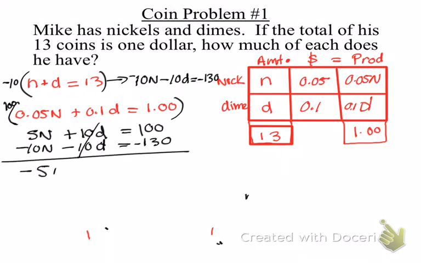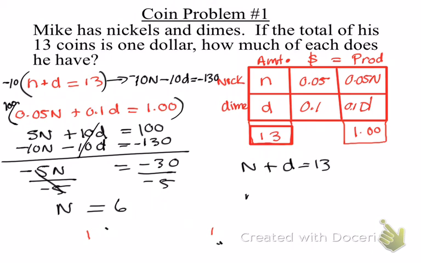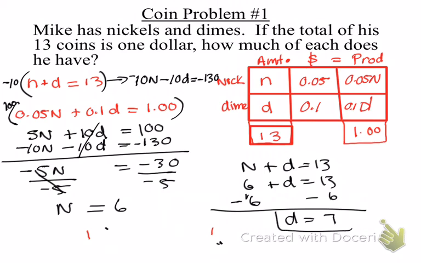I'm left with negative 5N equals negative 30. Divide by negative 5, divide by negative 5. N is equal to 6. I go back to my original problem. N plus D equals 13. 6 plus D equals 13. Subtract 6. I don't do things in my head. I use properties of equality. It's an algebra class, so I'm just not mental mathing. I'm doing everything. D equals 7. Okay? So I have 6 nickels and 7 dimes.